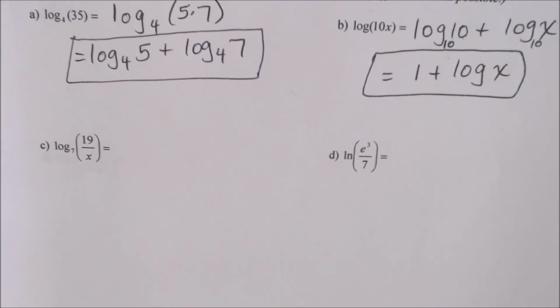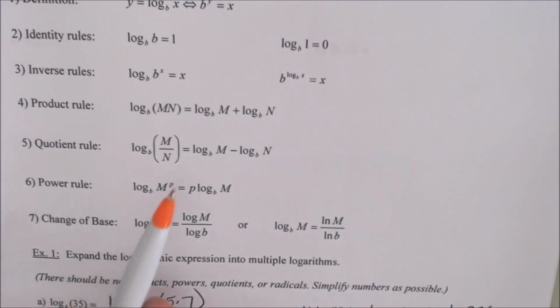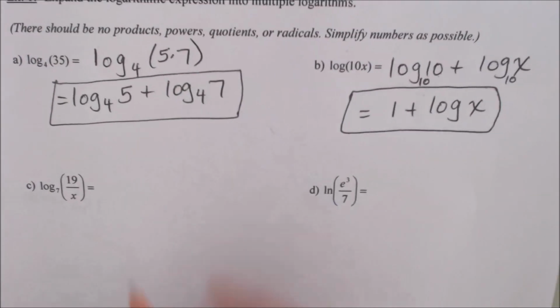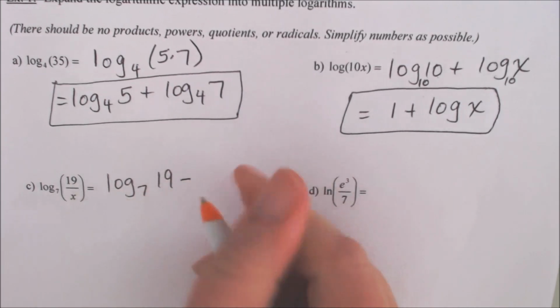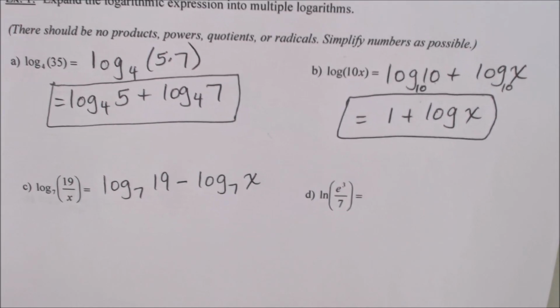Let's try letter C. We have log base 7 of 19 divided by x. So since we're dividing something, we're going to use the quotient rule to separate it using subtraction. So I'm going to write this as the subtraction of two logs. So we get log base 7 of 19 minus log base 7 of x.